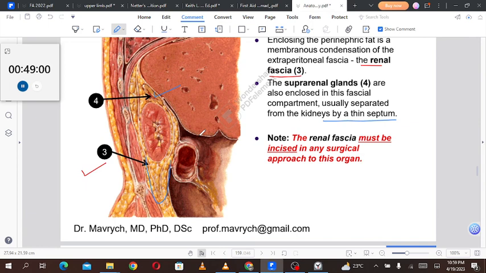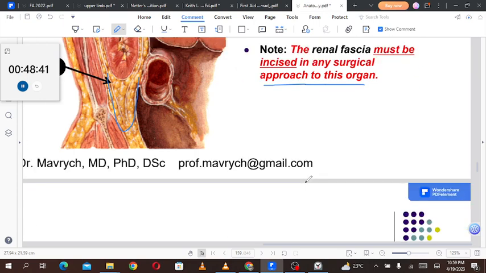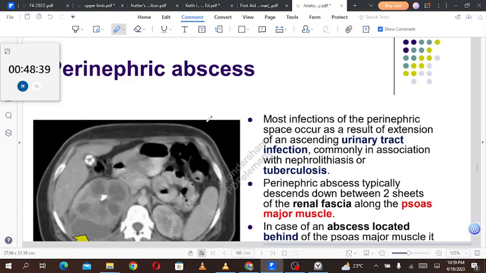in this fascial layer. But remember that the suprarenal glands and the kidneys are separate from each other, and that thin membrane is separating these two structures. Note, the renal fascia must be incised in any surgical approach to this organ. So if we have to do any surgical approach to the kidneys, we definitely have to incise the renal fascia first. Then we'll talk about the perinephric abscess.